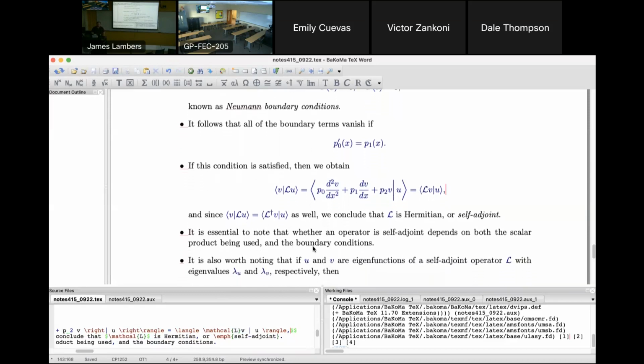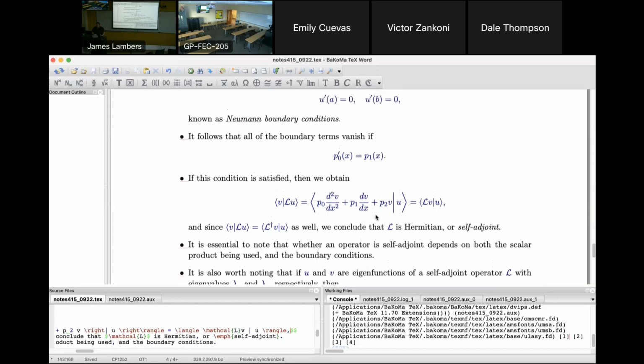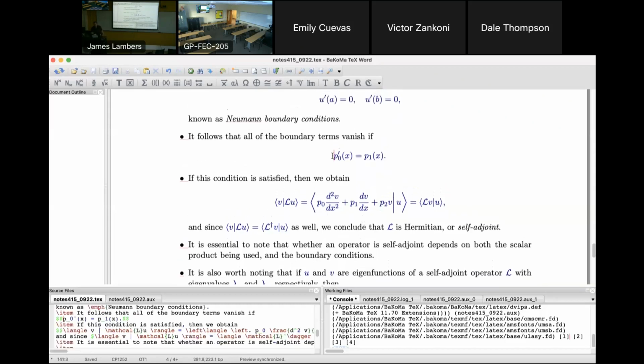But the boundary conditions played a role in this. Whether an operator is self-adjoint depends not just on what's happening with the coefficients, but also the boundary conditions. Any questions about how we write that L being self-adjoint under this circumstance?